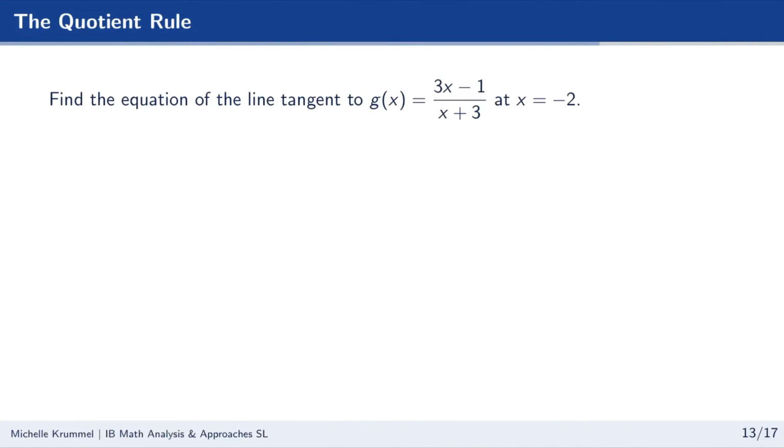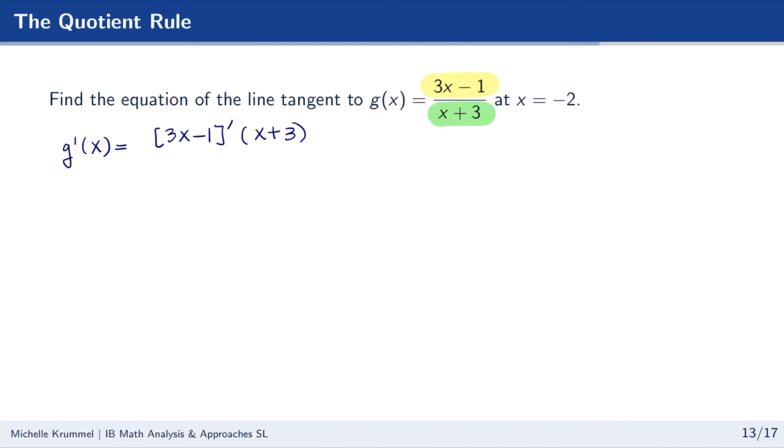Find the equation of the line tangent to g of x at x equals negative 2, where g of x equals 3x minus 1 over x plus 3. So we're going to go ahead and use the quotient rule to take this derivative. The numerator is 3x minus 1. The denominator is x plus 3. So g prime of x is the derivative of the top. I'm going to just write out the steps first.